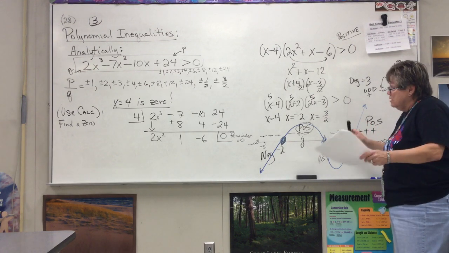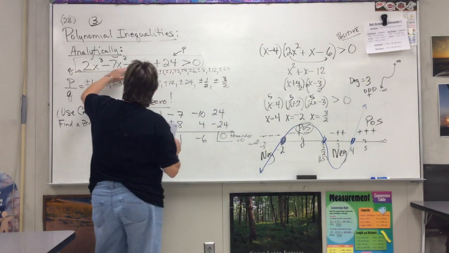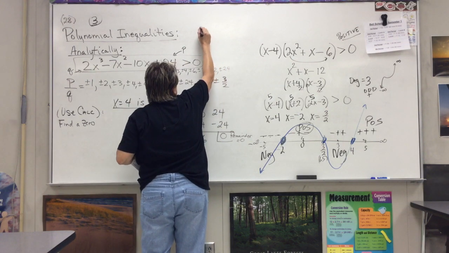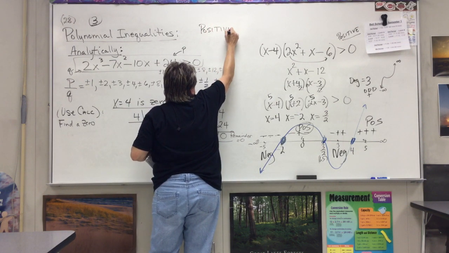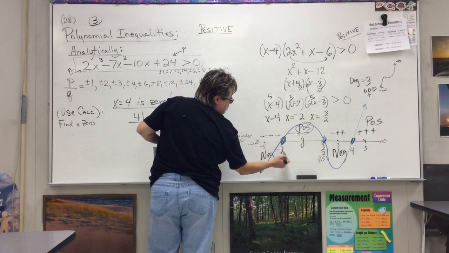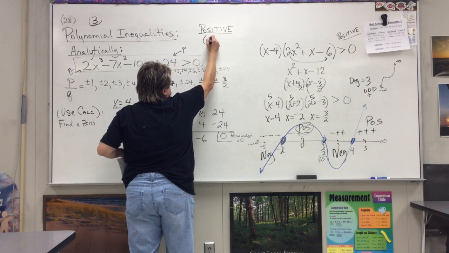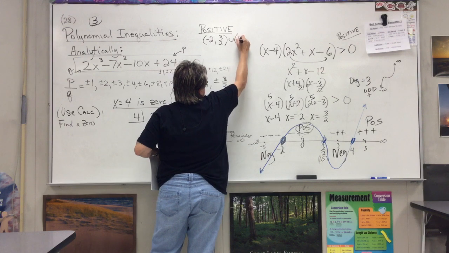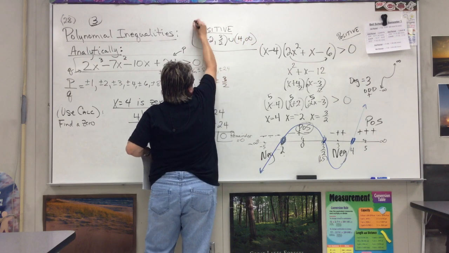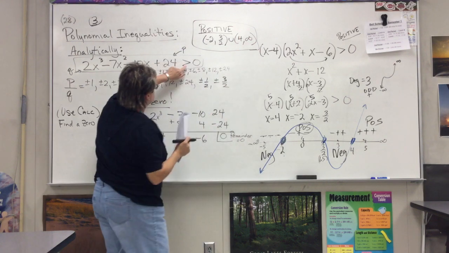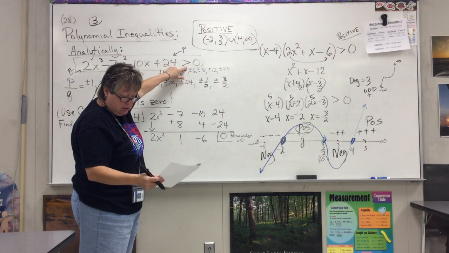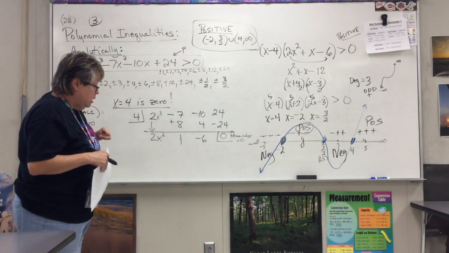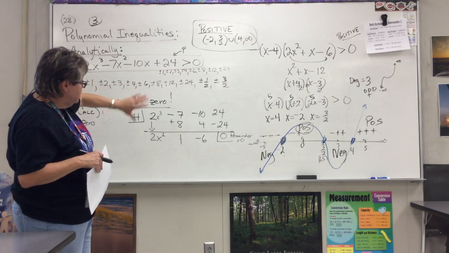So let's answer the question that we were asked at the beginning. When is this polynomial greater than 0? In other words, when is it positive? We see positive from negative 2 to 3 over 2, and then again from 4 to infinity. It's all parentheses because it's strictly greater than, so we do not want brackets indicating zeros included.